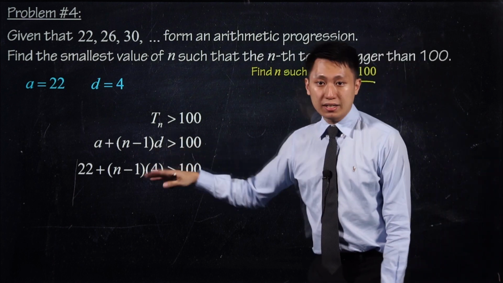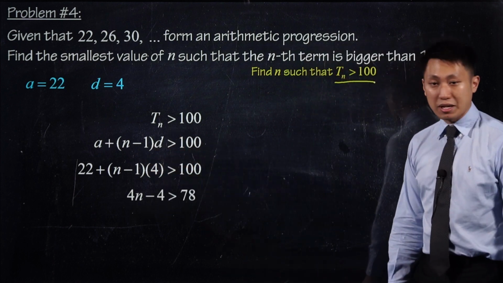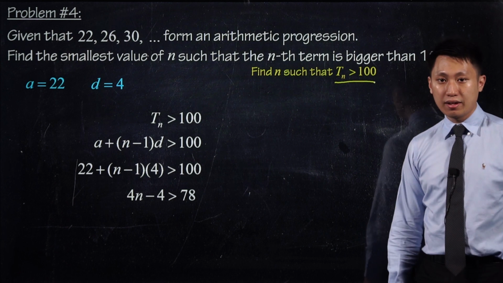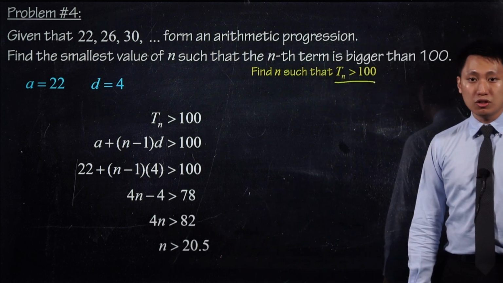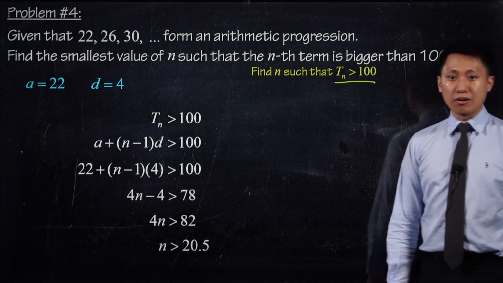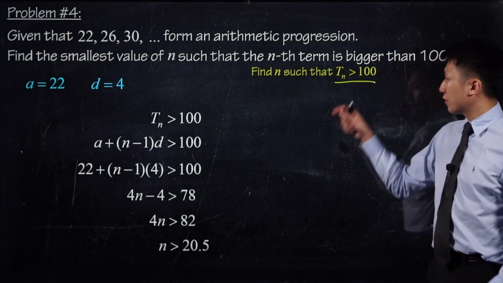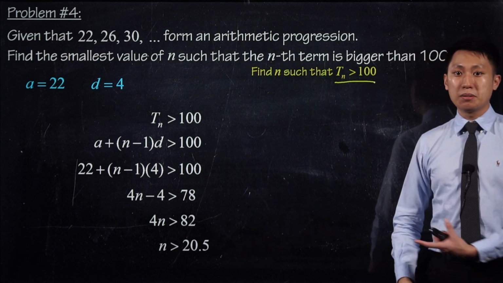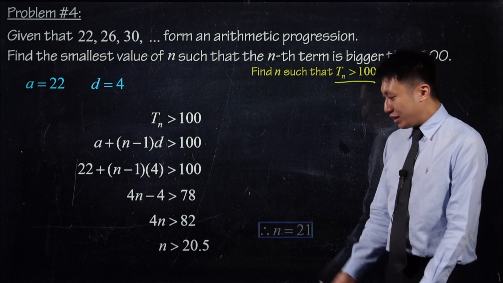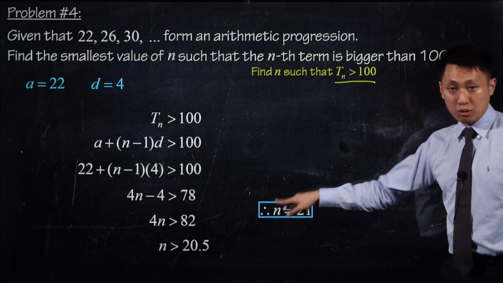So we simplify this thing first. Then you get 4n minus 4 is bigger than 78. Hence, 4n is bigger than 82, and n is bigger than 20.5. So now, you know that in order for Tn to be bigger than 100, n has to be bigger than 20.5. So, what is your answer? Your answer should be 21, right?